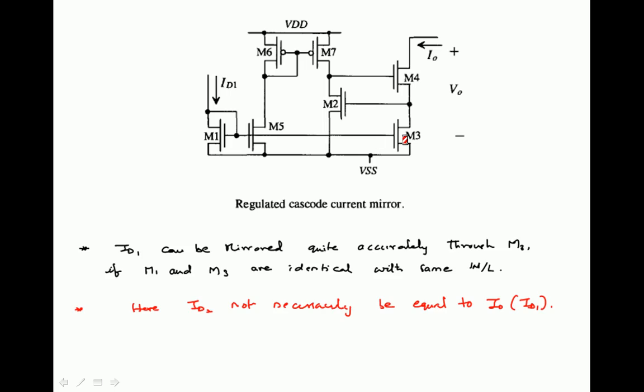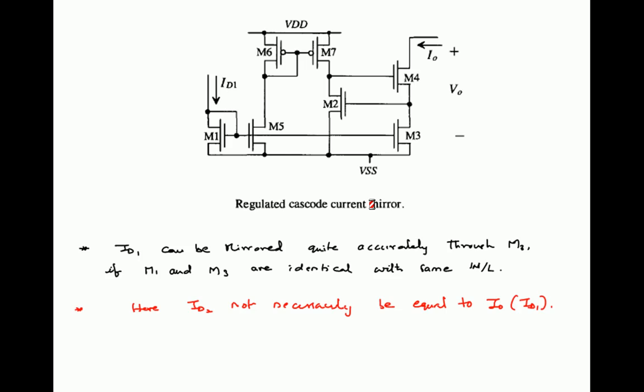If M1 and M3 are identical, at that time ID1 is mirrored in M3. So I naught will be equal to ID1. The mirror action takes place, I naught equals ID1. So we can get the input reference current as the output current, and I naught is stabilized because of this regulated cascode current sink. Because of the regulated cascode current sink, I naught is stable, and I naught results from the input current ID1. So here the mirror action takes place and the stabilization is with some other circuit. So both can be combined as a regulated cascode current mirror.